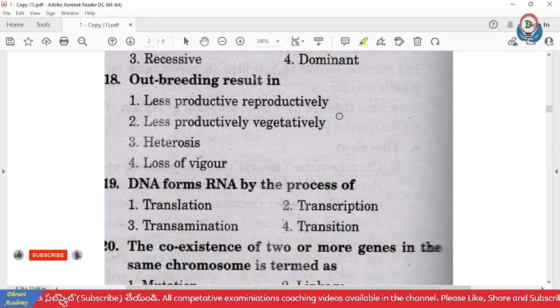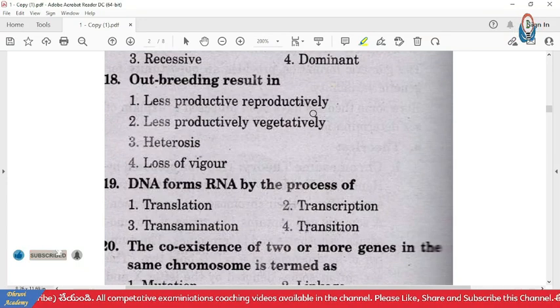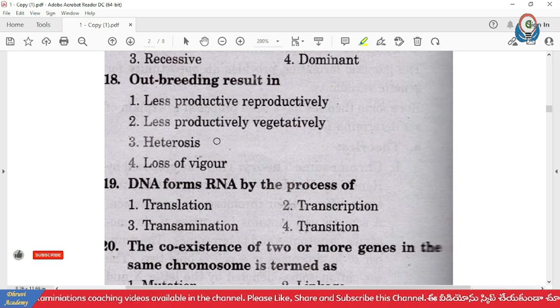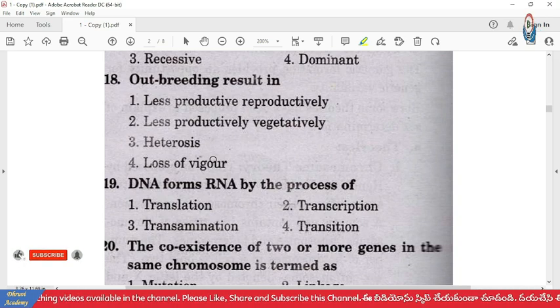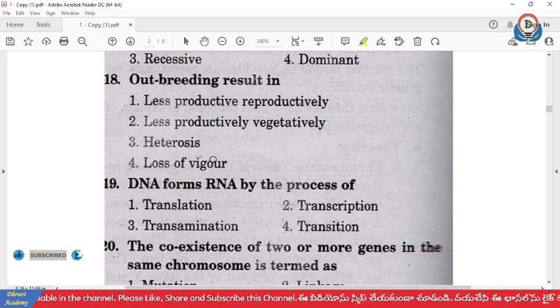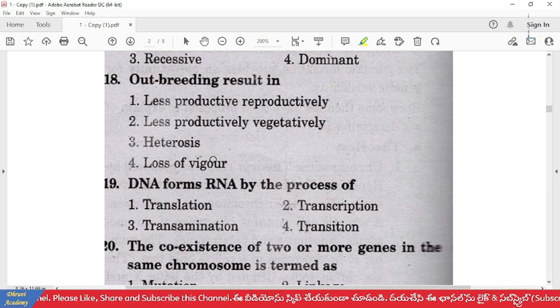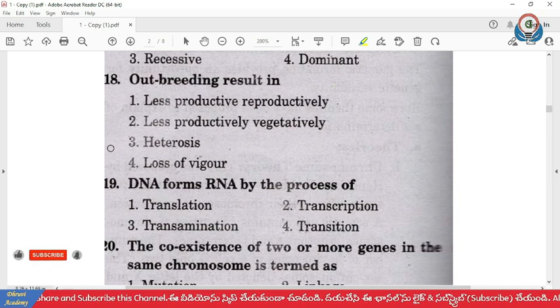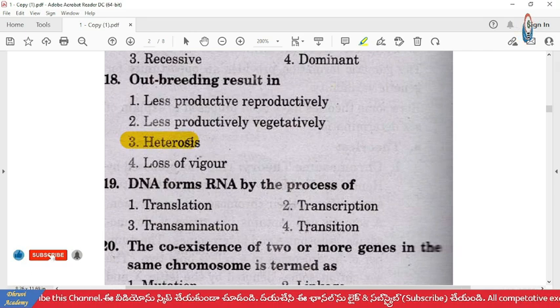Next, outbreeding results in: is it less productive reproductively, or less productive vegetatively, or third one, heterosis, or fourth one, loss of vigor? Which is the correct answer? Its answer is outbreeding results in heterosis. This is the answer, heterosis.